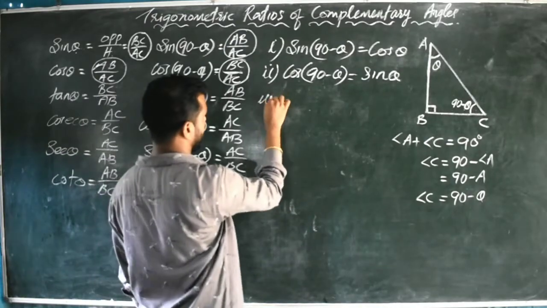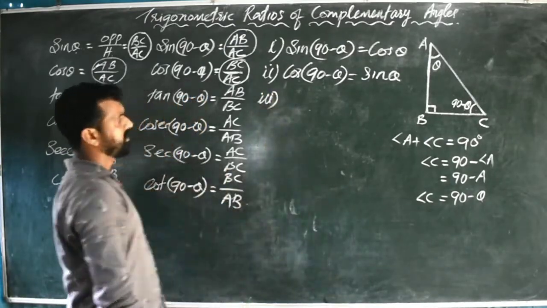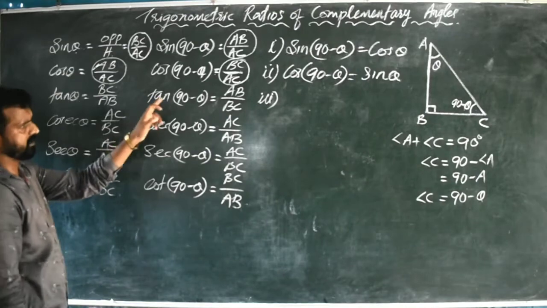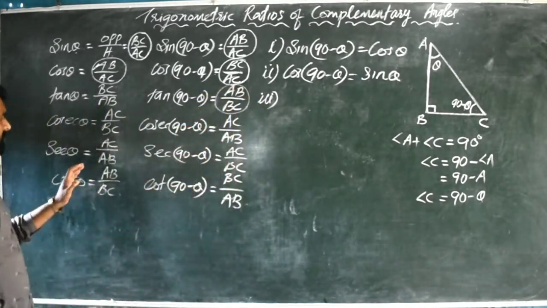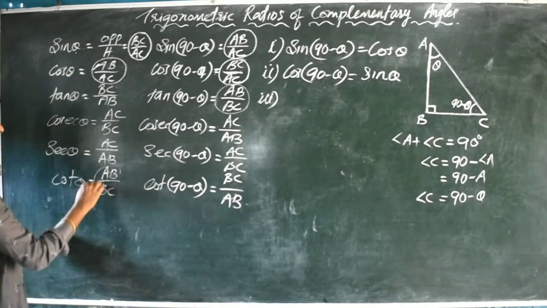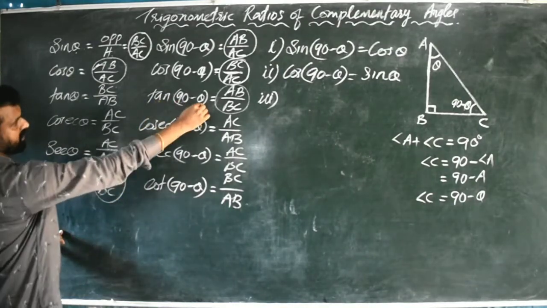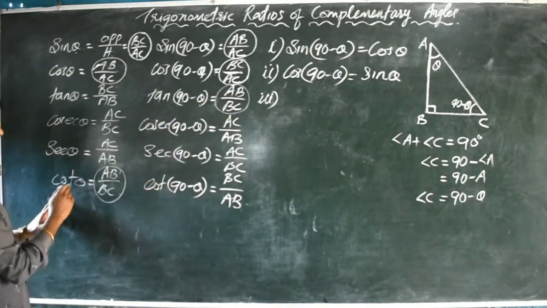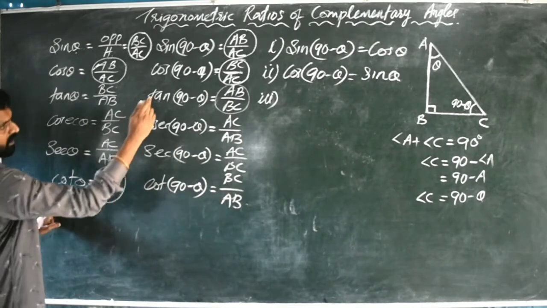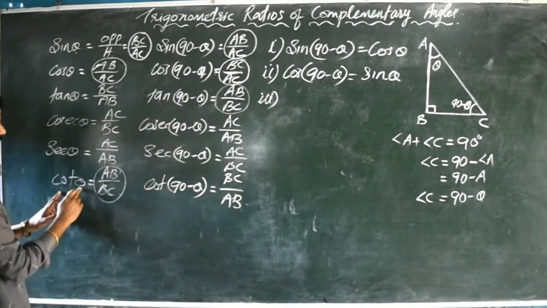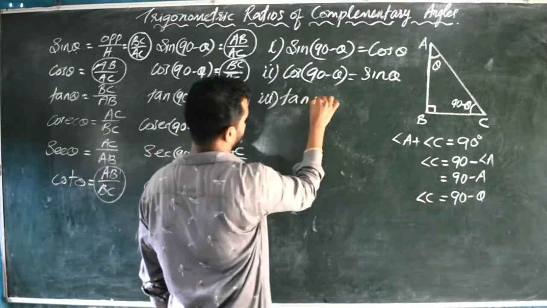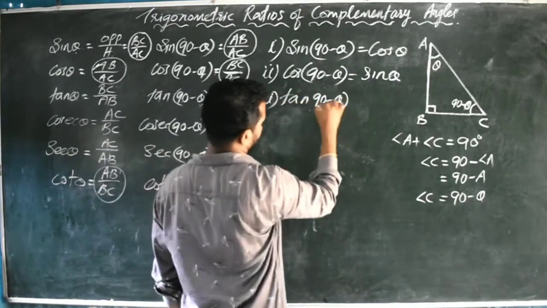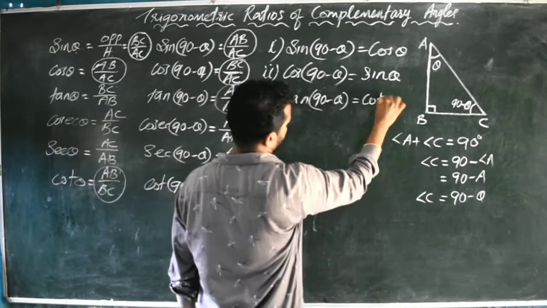Now number 3, the third formula. Tan 90 minus theta is AB by BC. Then here you check AB by BC, where is that? Cot theta. So tan 90 minus theta is equal to AB by BC, and cot theta is equal to AB by BC. Then tan 90 minus theta is equal to, what can we write as the answer? Cot theta. Tan 90 minus theta is equal to cot theta.